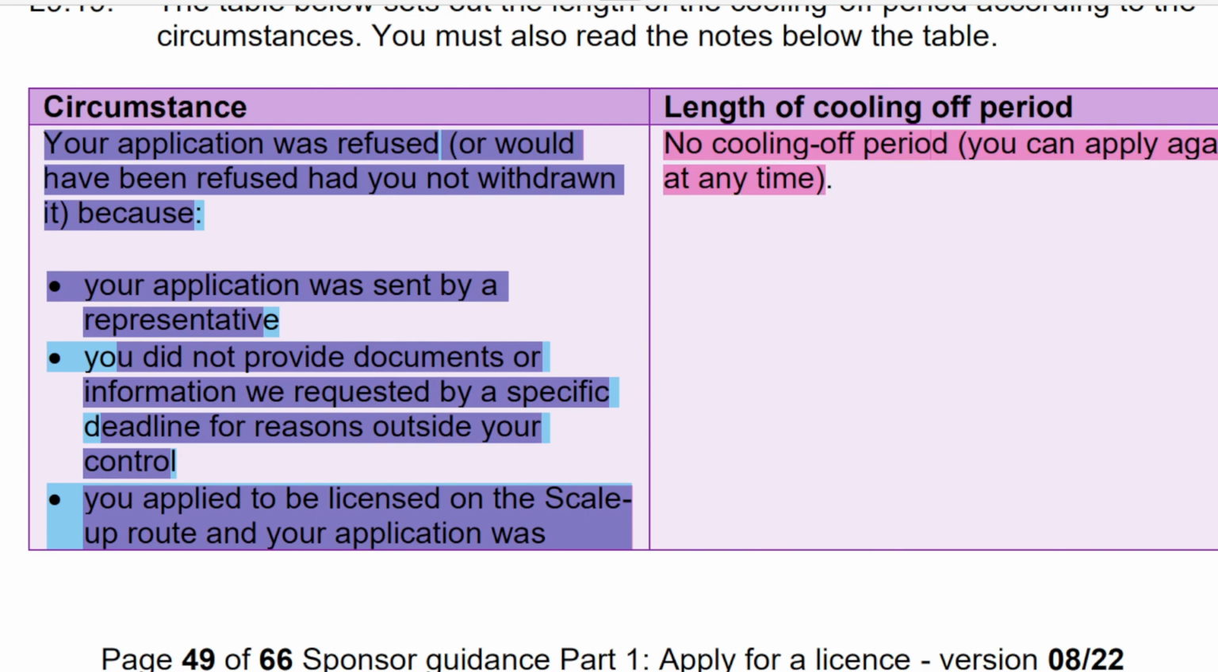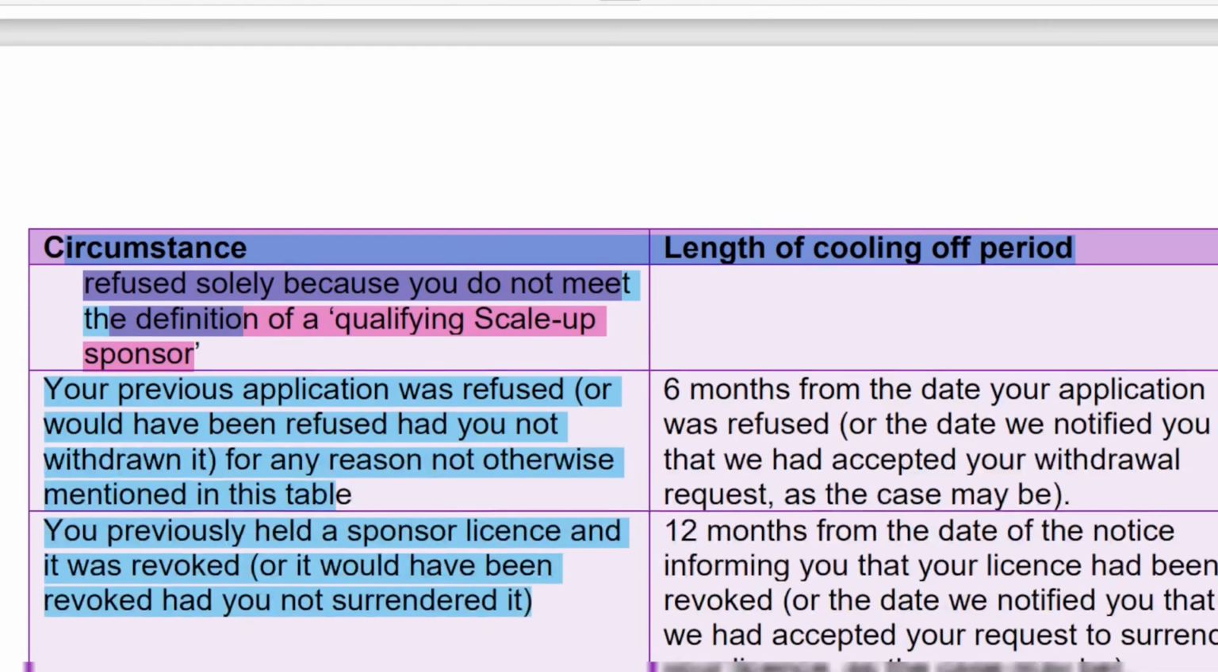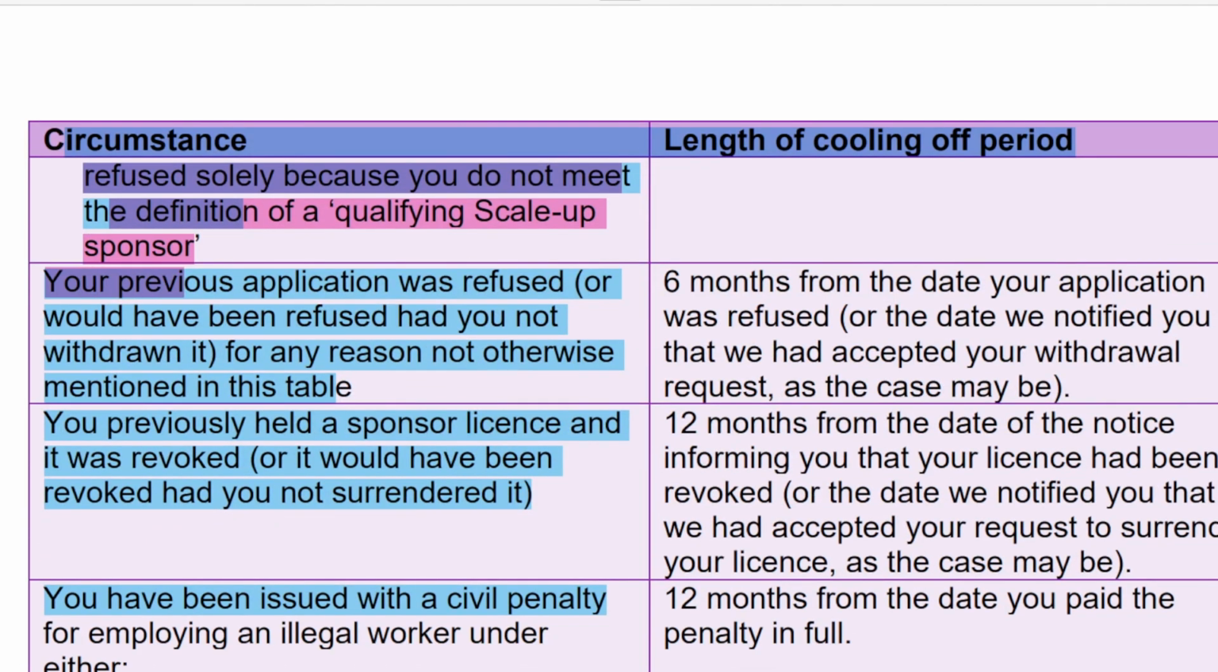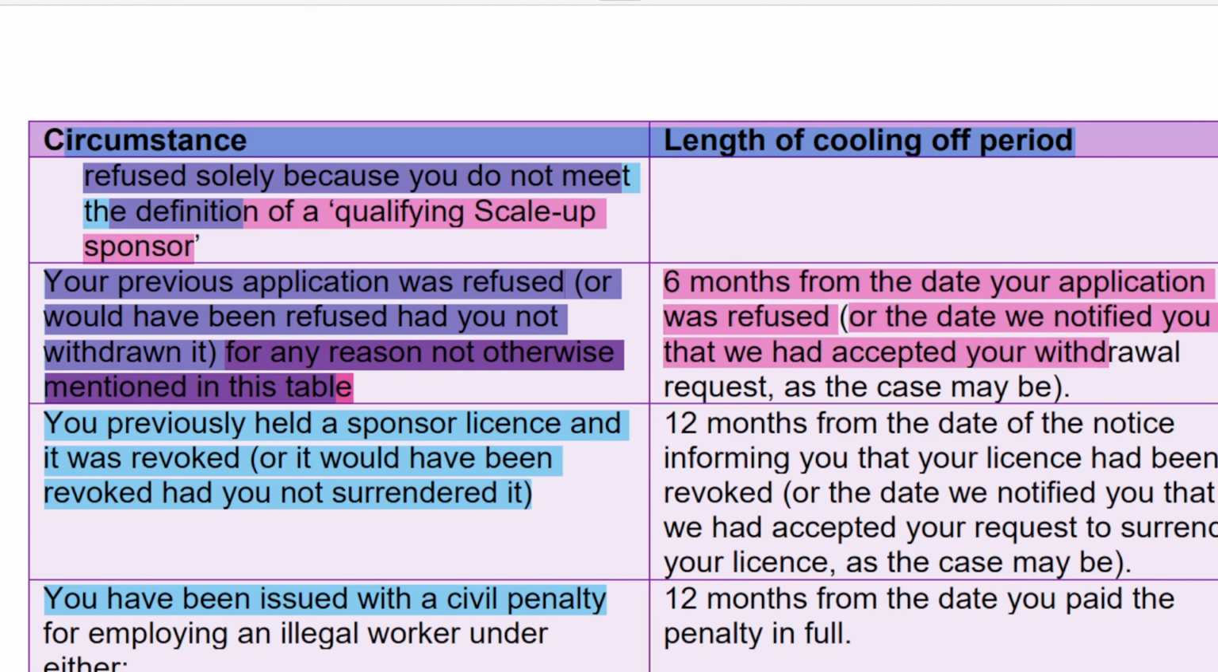So here we are discussing the cooling off period. Let's discuss another where you will get the idea. Your previous application was refused, or would have been refused had you not withdrawn it, for any reason not otherwise mentioned in this table: 6 months from the date your application was refused, or the date we notified you that we accepted your withdrawal request, as the case may be.